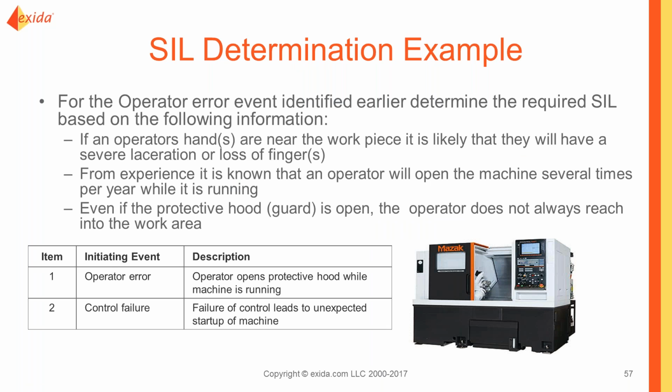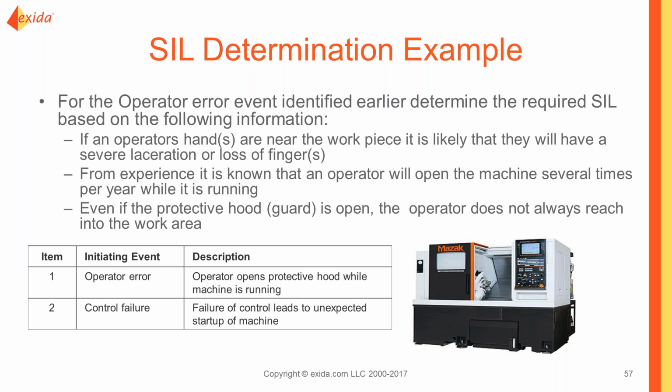So we could take an example where we have a turning machine, and we've identified two potential initiating events: operator error, where the operator opens the hood while the machine's running, or a second one would be a control failure that leads to an unexpected startup. Now, for time reasons, we're just going to look at item 1. If the operator's hands are near the workpiece when they open it, it's likely they're going to have severe lacerations or a loss of a finger. From experience, it's known that an operator will open the machine several times per year while it's running. Even if the protective hood is open, the operator doesn't always reach into the work area. So we kind of know that from our hazard and risk assessment.